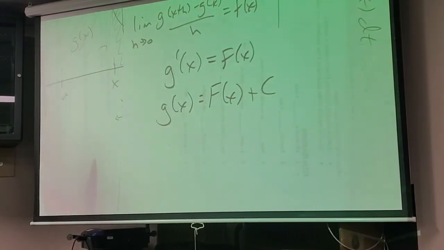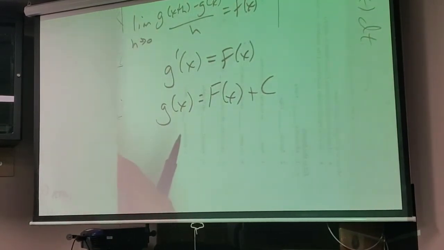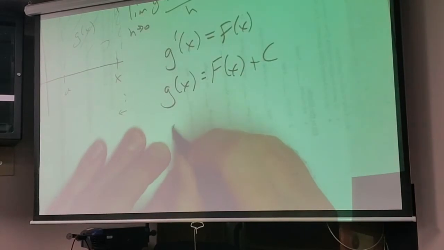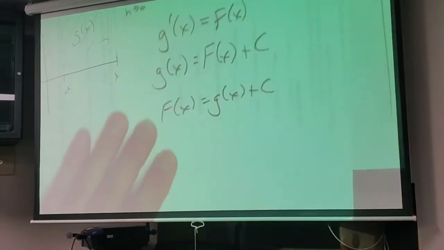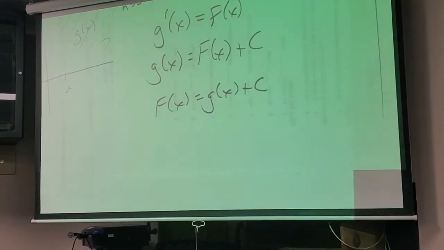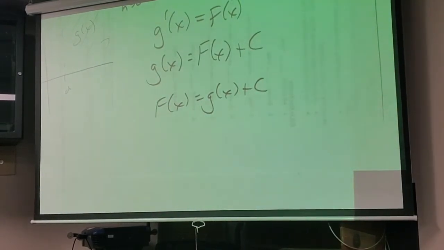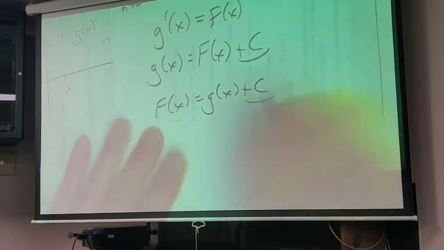I could write this also like this. Are you guys cool with this? It really doesn't matter what side I put the C on. Are you guys with me? Now, in one sense, this would be 2 different C's, but I don't want to stick too much with that.